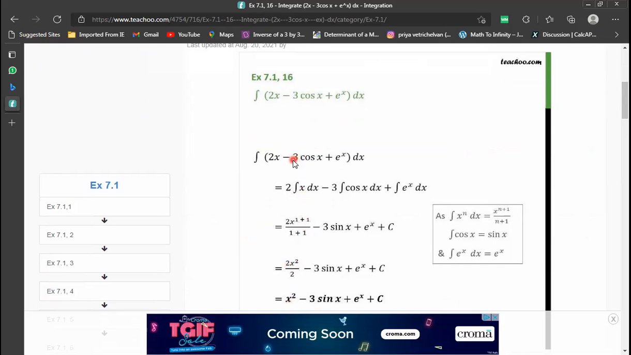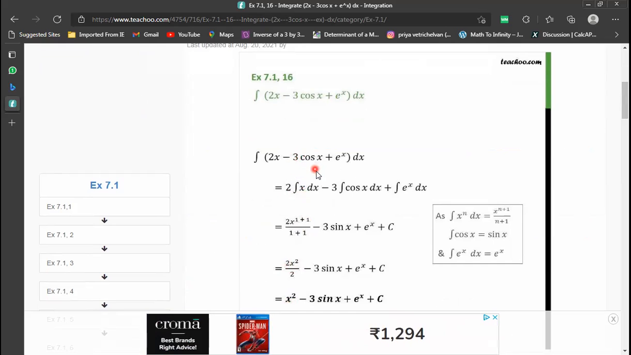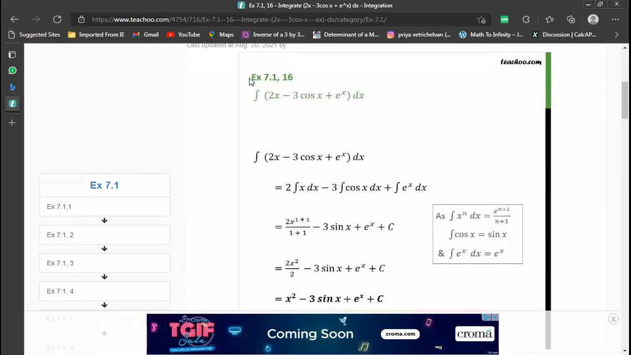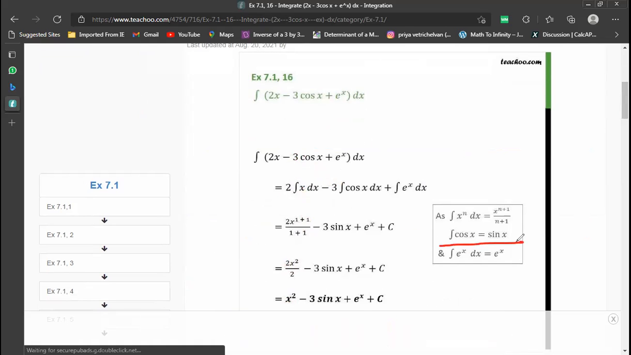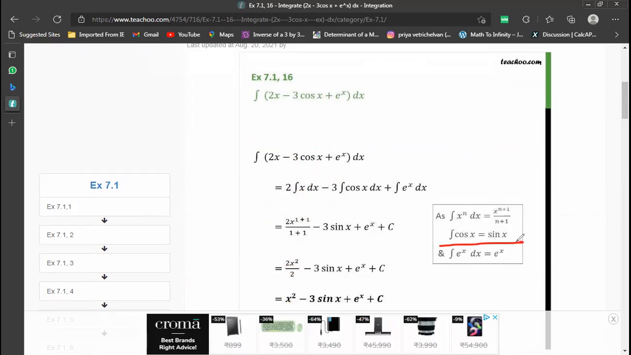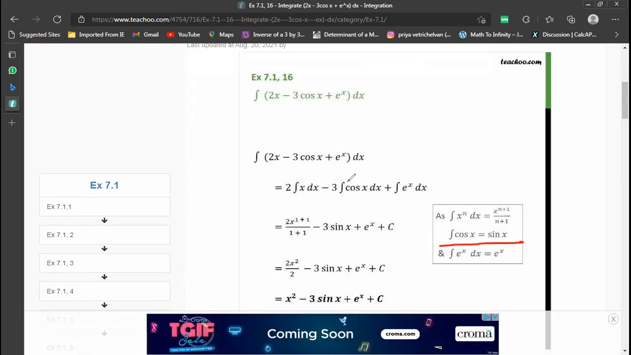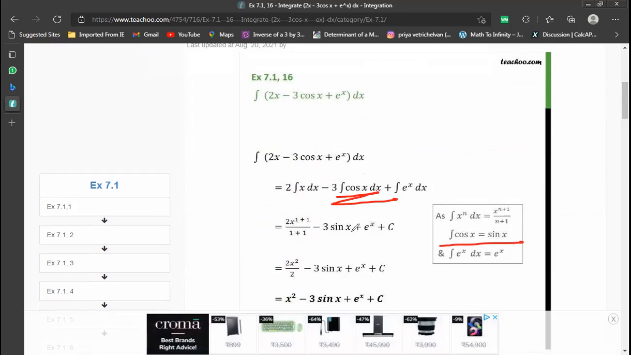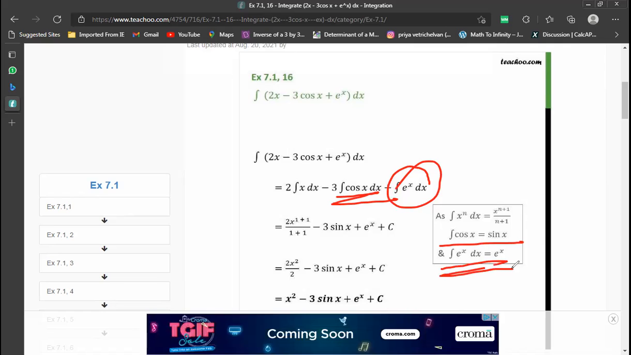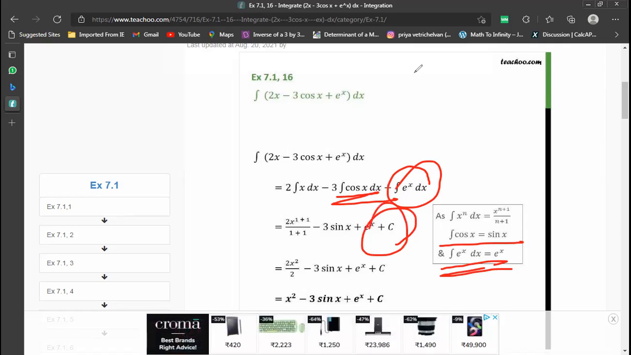And the integral of negative 3 cos x: the integral of cos x is nothing but sin x. Remember, the integral of cos x is sin x. So just rewrite the integral of cos x as sin x. The integration of e power x is e power x only. That is also a formula. At last, you have to include the integral constant plus c.